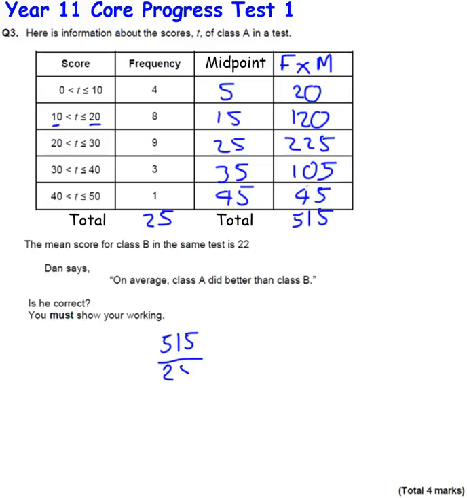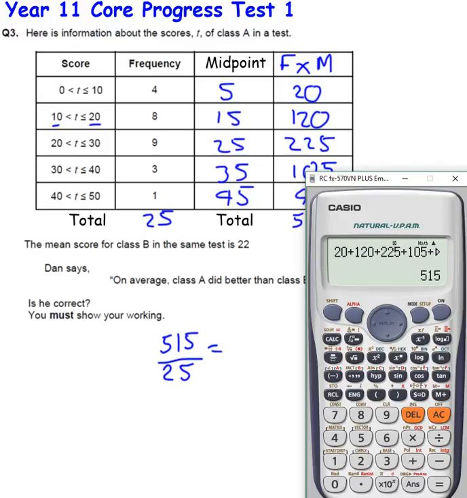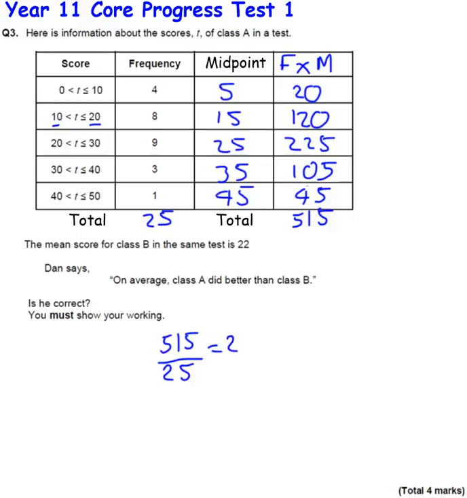divided by 25. So again, we need our calculator, and we need to do 515 divided by 25. Then again, this will give us a fraction. If we press SD, this will turn it into a decimal. So we can see it's 20.6. So the average mark for Class A is 20.6. And as 20.6 is less than 22, we can say that Dan is wrong. Make sure you write a little sentence explaining that he is wrong.